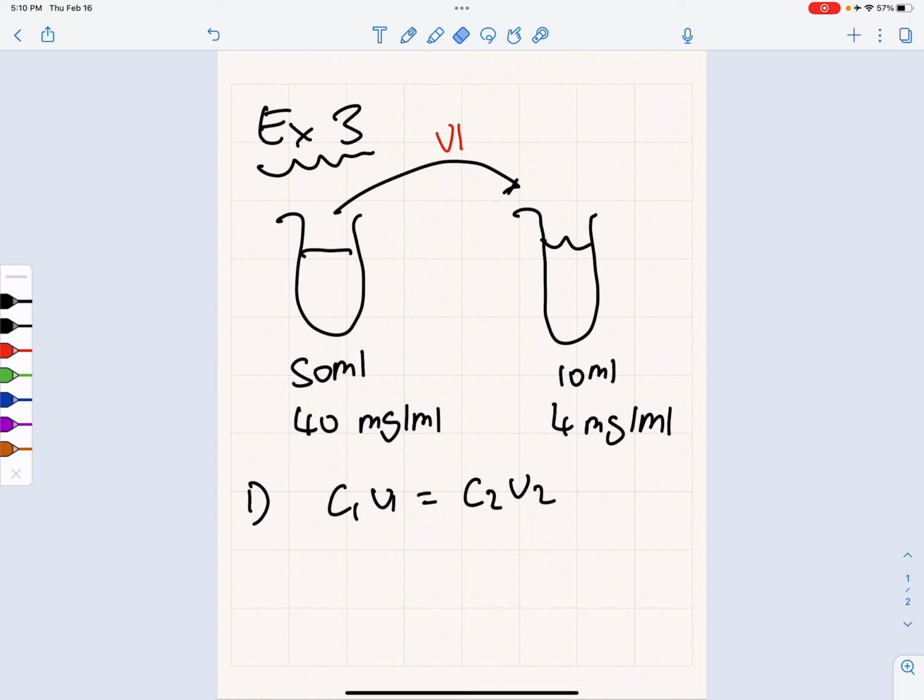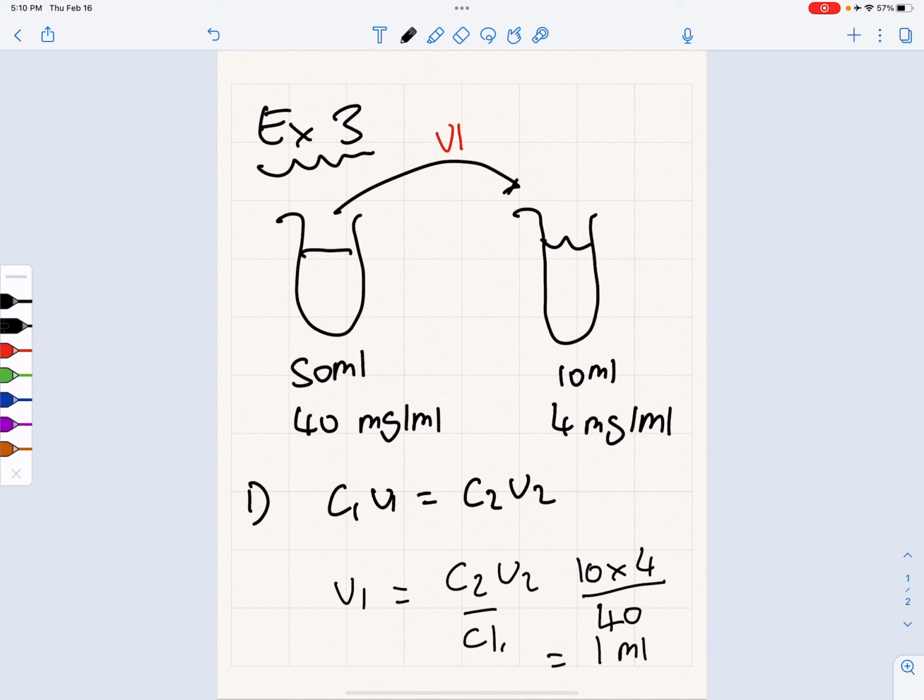So let's work out what this would be. We are trying to solve for V1. If we rearrange this equation, we get C2V2 over C1. Then if we plug this in, we get 10 times 4 over 40. Very quickly, you can see this would be 40 over 40, which is 1, so this would be 1 milliliter. So the transfer volume would be 1 milliliter, and then we have to make it up to 10 milliliters, so we have to add 9 milliliters of diluent. So that's one way of doing it using C1V1.